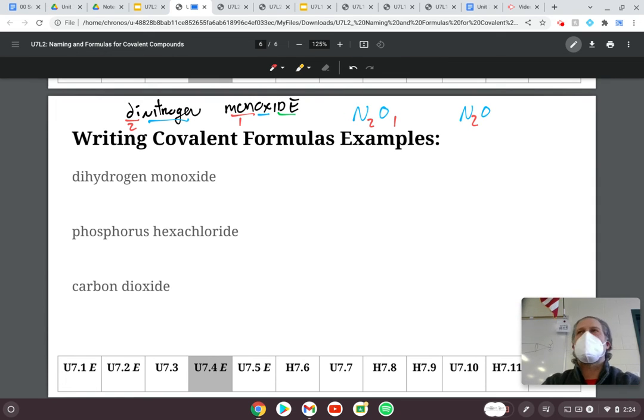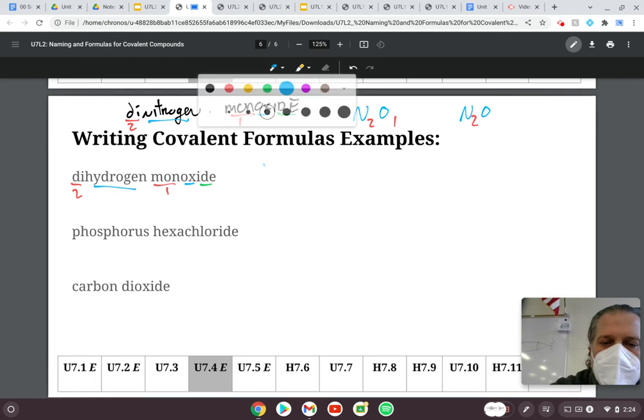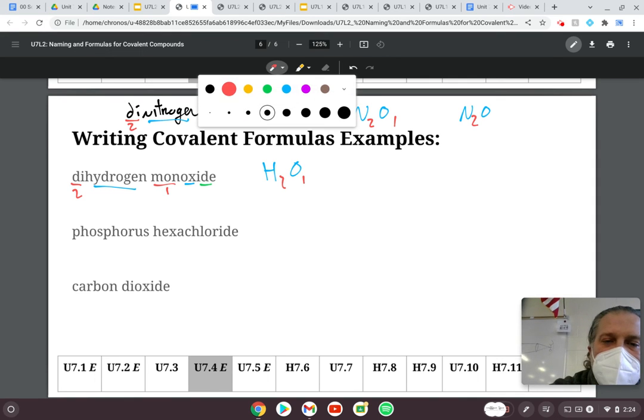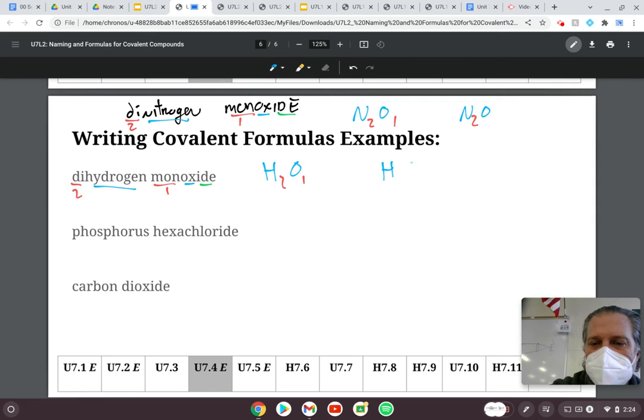And because you don't have this one, but I do, I got to do it. Okay. I have di, which means two. Hydrogen is my nonmetal. Mono means one. Ox is my root word for oxygen, and IDE is my ending. Okay, so I'm going to do this. H O, and it's going to be a two and a one, but we don't write ones, right? So we end up with H2O. So the fancy name for water is dihydrogen monoxide.